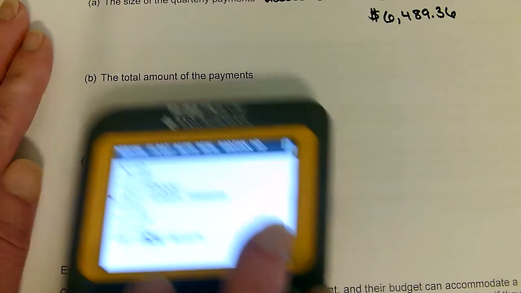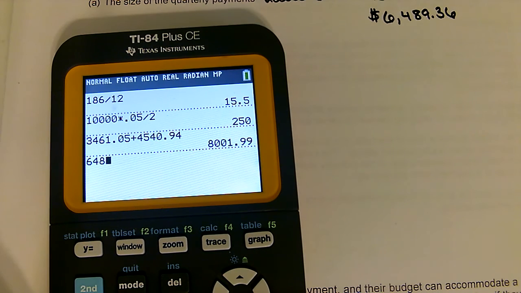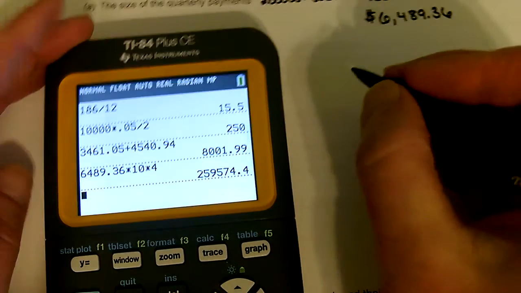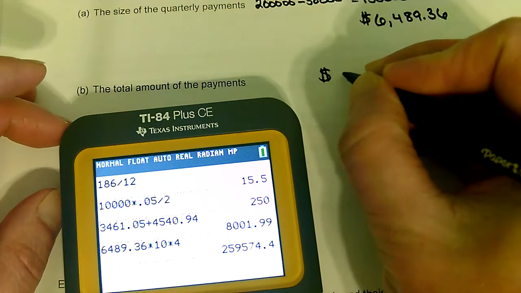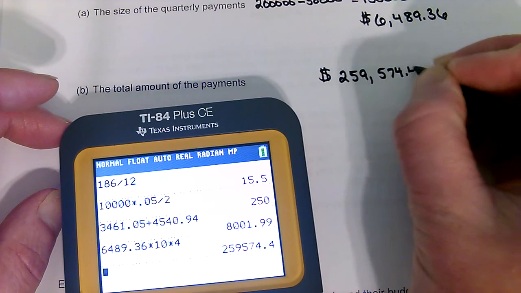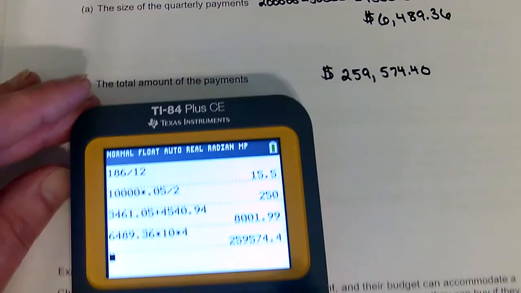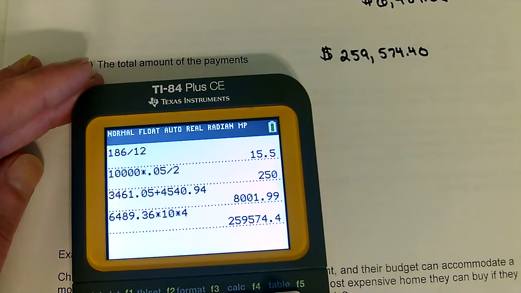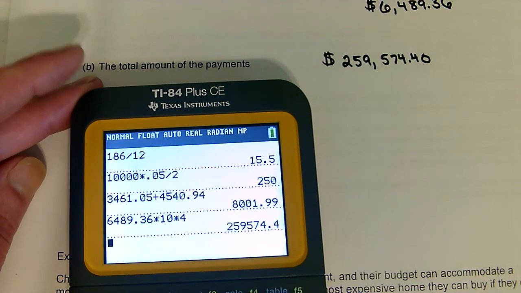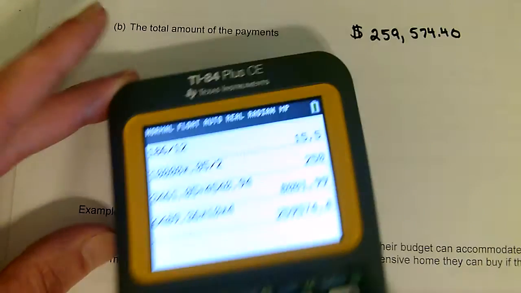What's the total amount of payments? So if you paid $6,489.36, over 10 years, 4 times a year, the total amount paid is going to be $259,574.40. And if you get a car loan or anything, you will see that they will calculate the total amount of the payments, including interest. And this is how they do it.